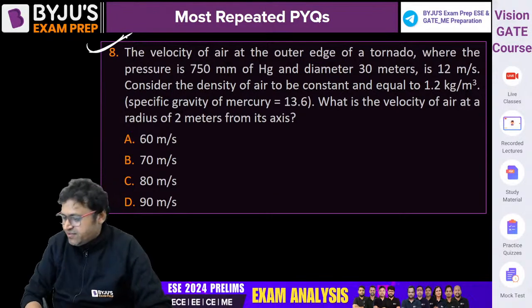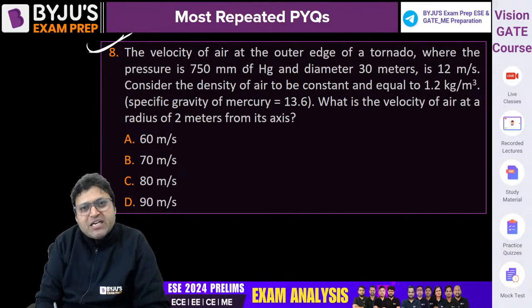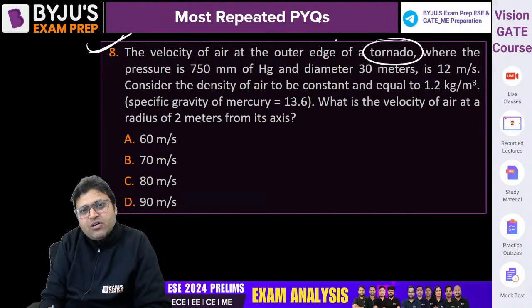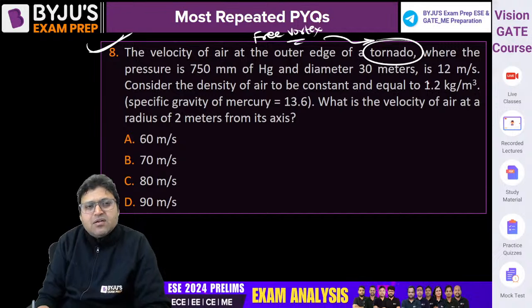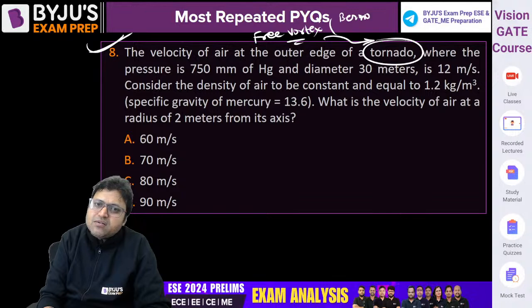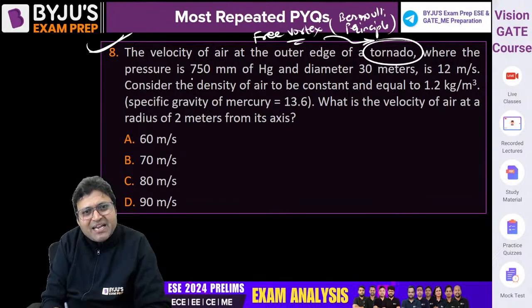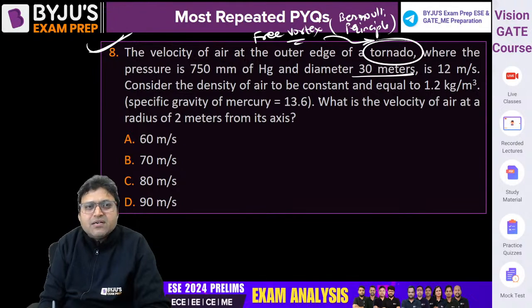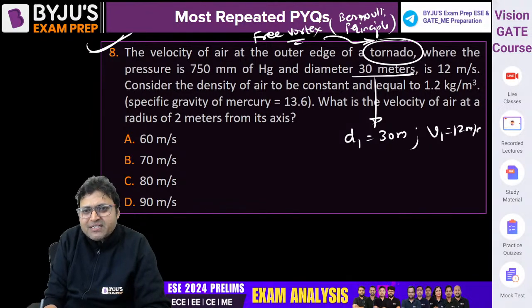Question number 8. The velocity of air at the outer edge of a tornado. A tornado is an example of free vortex, so we can apply the Bernoulli principle. Where the pressure is 750 mm of mercury and the diameter d1 is 30 meter, the velocity v1 is 12 meter per second.